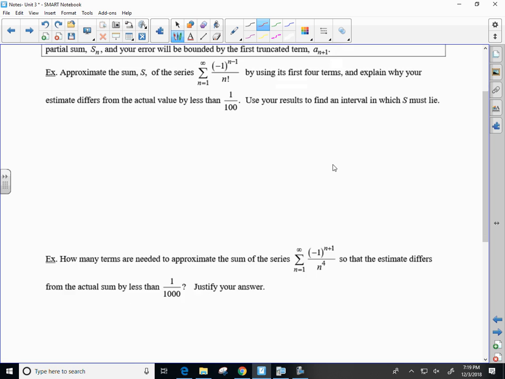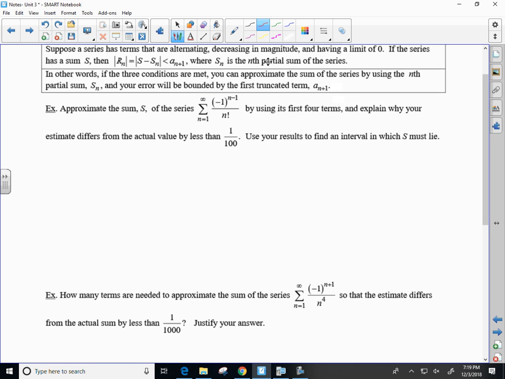The integral is kind of embedded in it. So if the series has a sum where S of n is the nth partial sum of the series, we can account for that. You can approximate the sum by using the nth partial sum, and the error will be whatever the first truncated value would be. So the next term in the partial series.